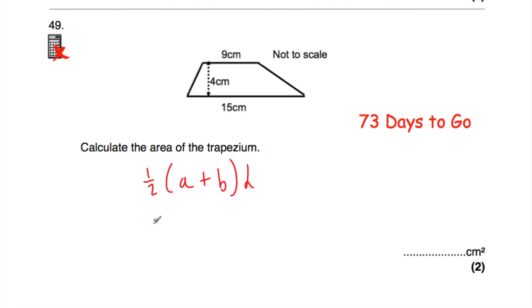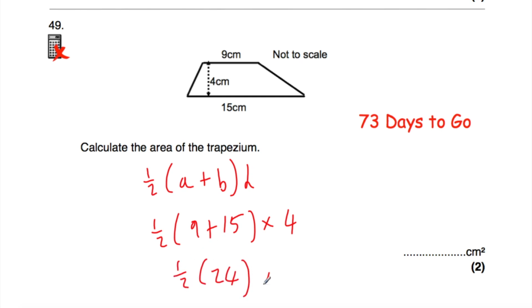So what we're going to do is we're going to do a half, and then in brackets, the two parallel sides added together. So that's going to be 9 plus 15, close brackets, and then multiply by the height, the distance between them, which is 4. 9 plus 15 is equal to 24, so we've got a half of 24 multiplied by 4, and then we've got a half of 24, which is 12, times 4, and 12 multiplied by 4 is equal to 48. So this trapezium is 48 centimeters squared, and that's it.